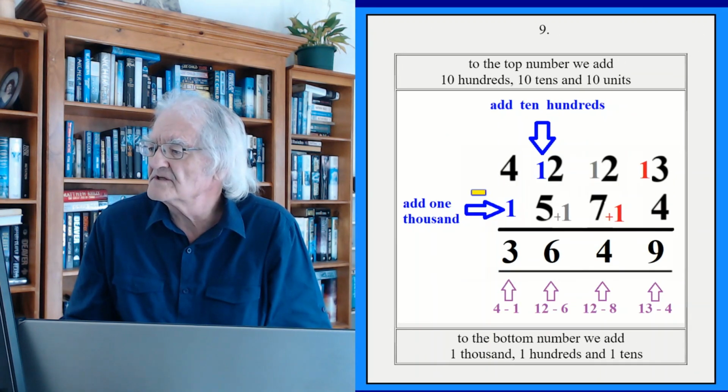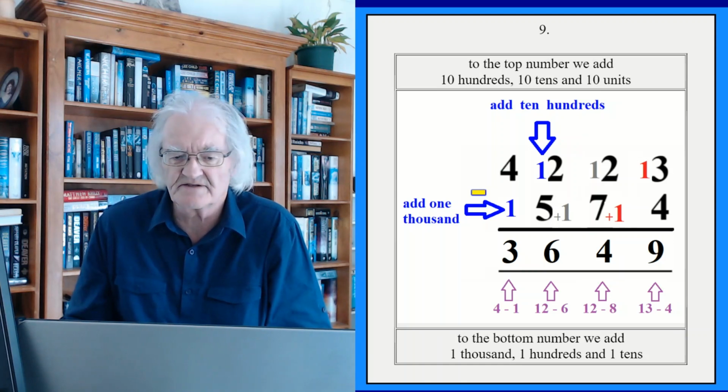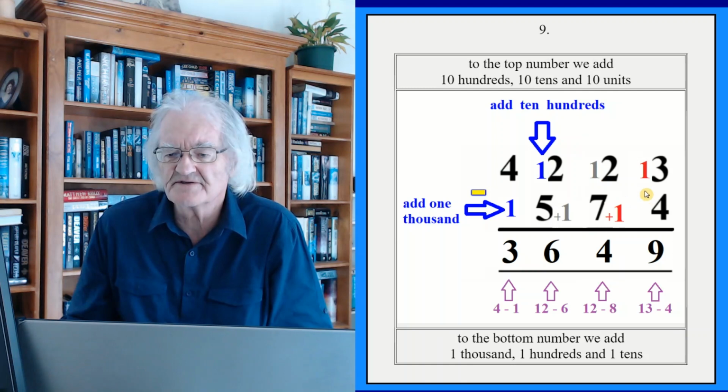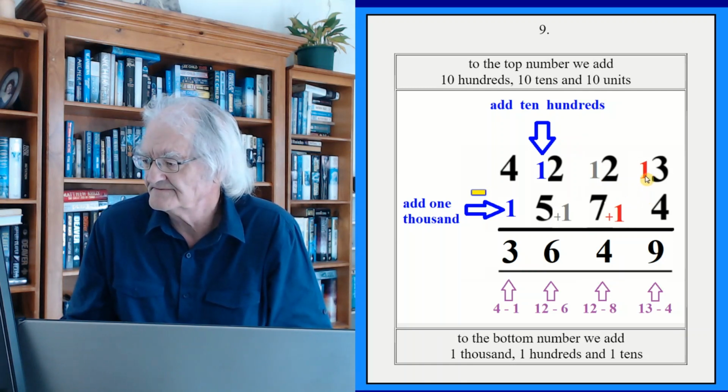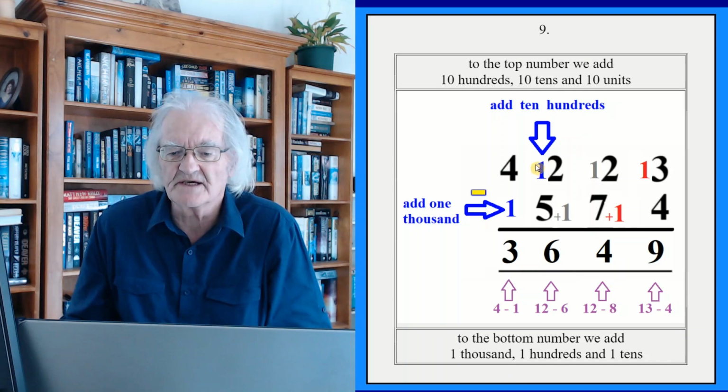So here's the calculation after we have adjusted the values. We have 4,223, but we have added 10 hundreds, 10 tens, and 10 units. So now our calculation becomes simply 4 minus 1 for the thousands column, 12 minus 6 for the hundreds column, 12 minus 8 for the tens column, and 13 minus 4 for the units column.